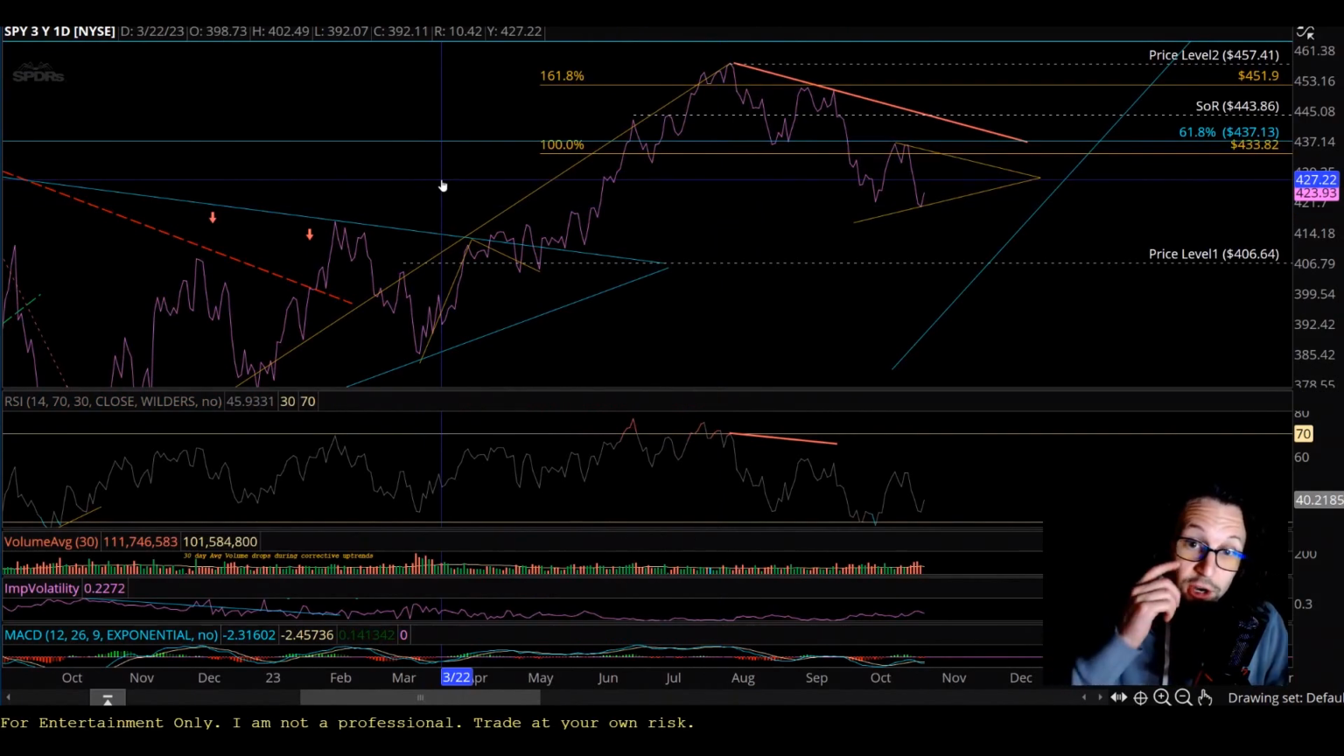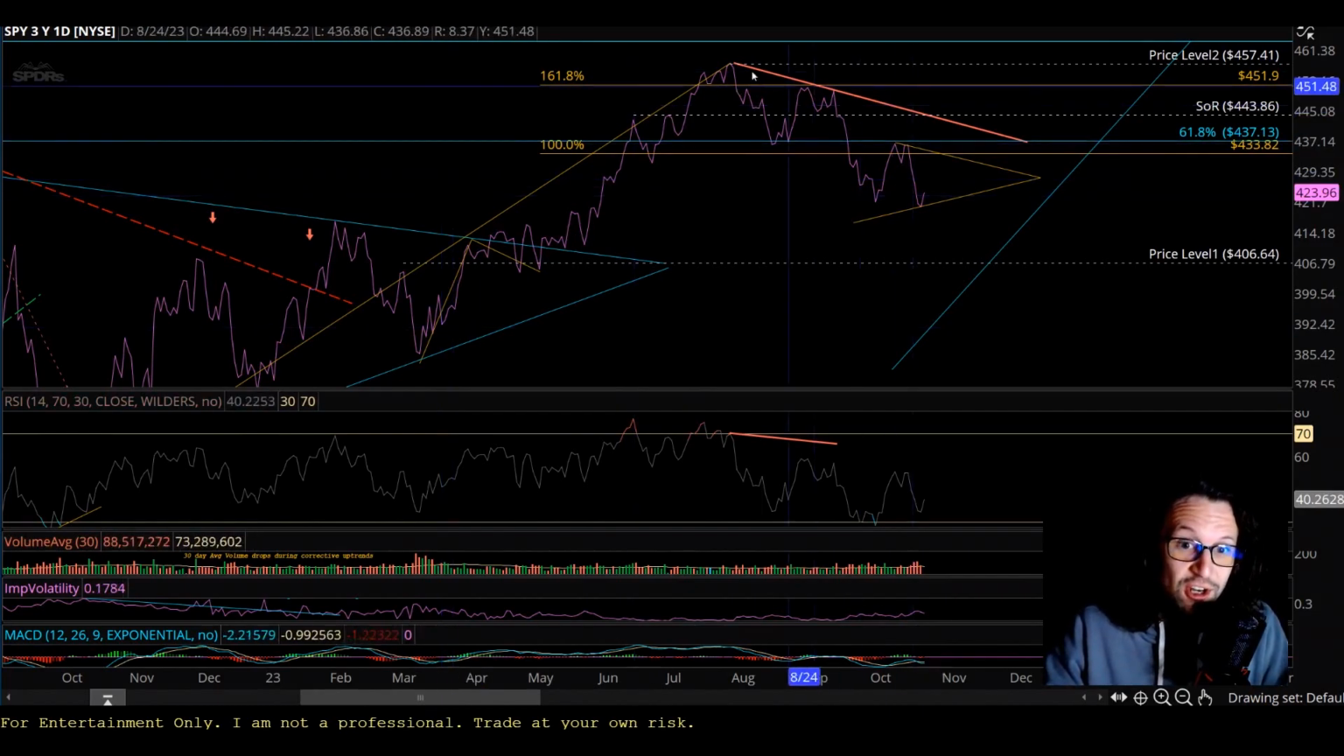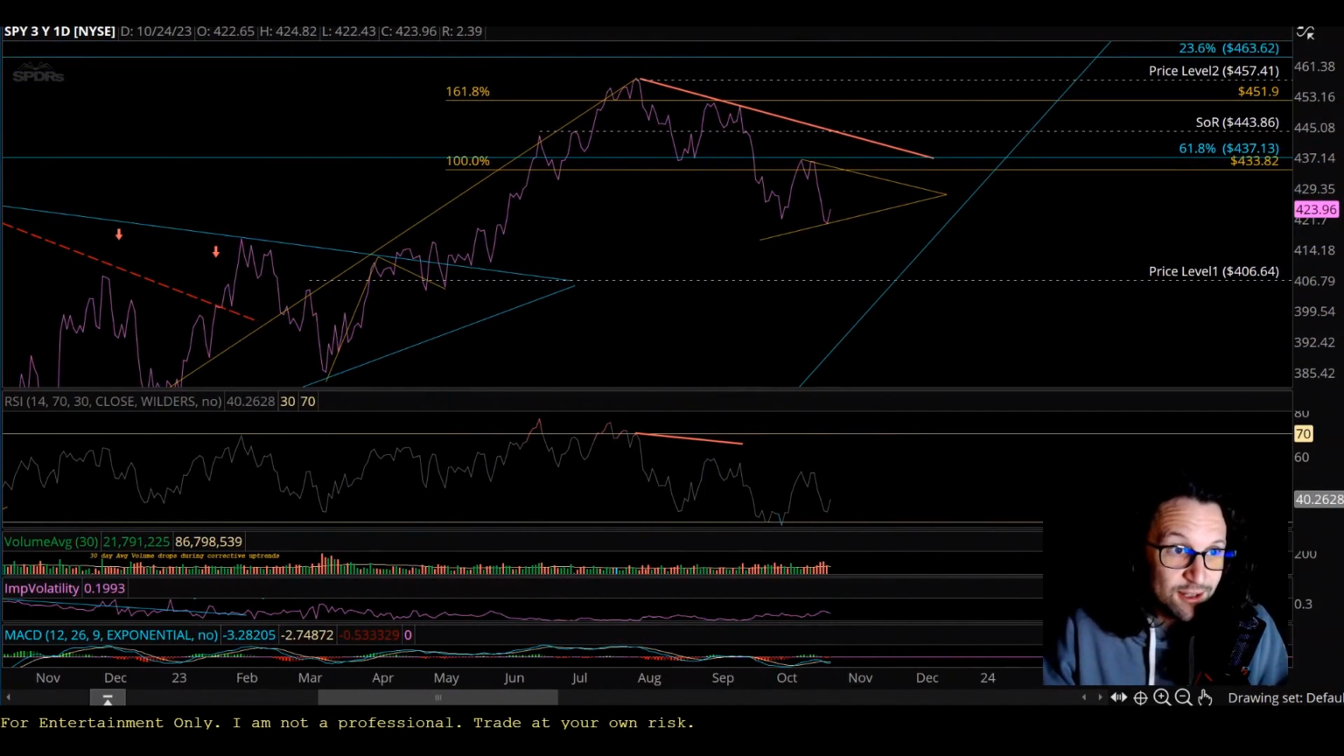Now, what's really interesting to me is that if you look at the August 1st 1-minute chart of the last year, this year, you're going to notice that the daily SPY chart looks kind of like that 1-minute chart. And so that's something we kind of track in the Discord. It's crazy, but it's turning out that way.